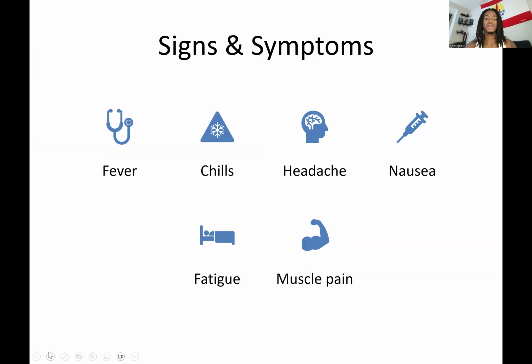Okay, so signs and symptoms. Early symptoms resemble things such as the flu. In cases like that, sometimes people delay treatment because they don't realize they have malaria until the symptoms crank up and get more intense. Common symptoms include fever, chills, headaches, fatigue, nausea, again like flu-like symptoms, as well as muscle pain.